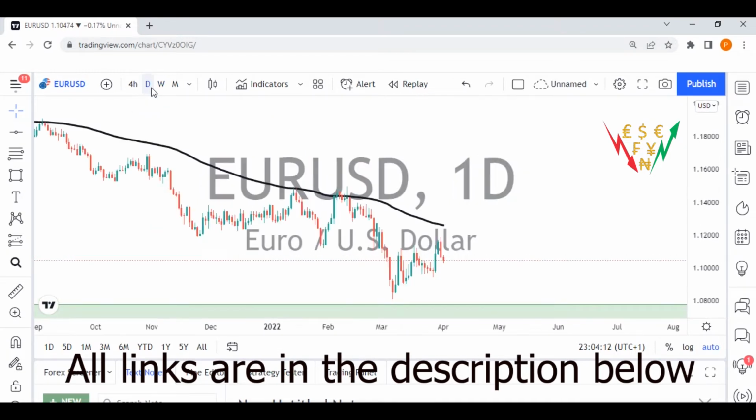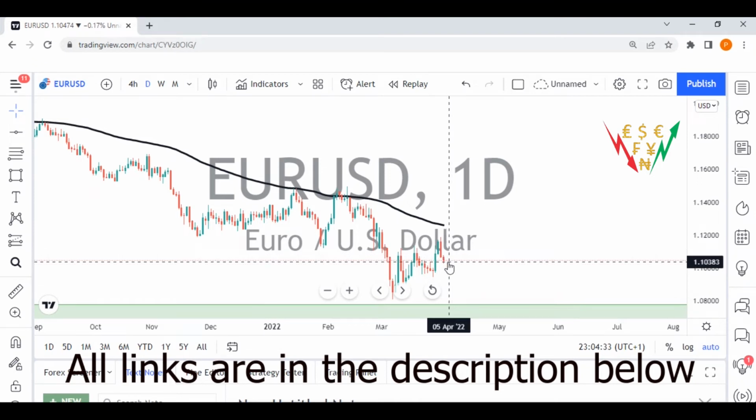Okay, so here we are on the daily chart, guys. What can we see? We see the price being resisted at this point right here. I'm not going to mark the zone because this is more like a sell candle, but I believe the NFP that was reported today was making this price fall down.